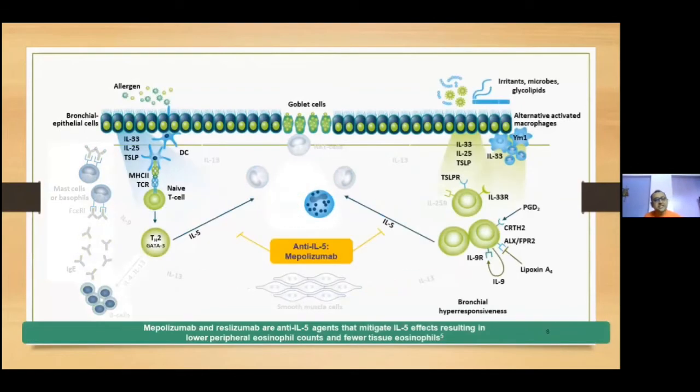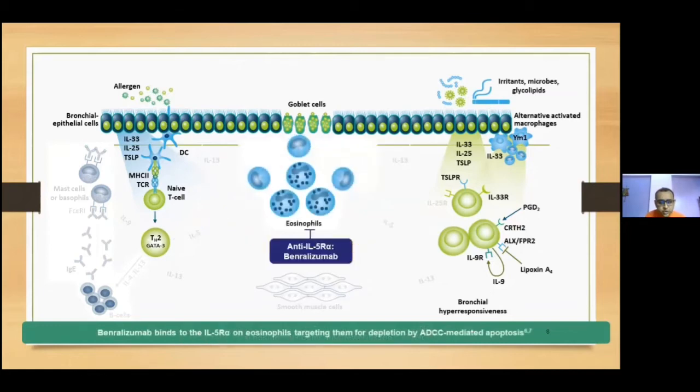Next is the anti-IL-5, that is mepolizumab. Mepolizumab generally blocks the IL-5 pathway, and we can see that IL-5 also contributes to some type of reactions in the type 1 type of airway allergy also. So anti-IL-5 blocks the IL-5 expression, and therefore there will be less eosinophil recruitment.